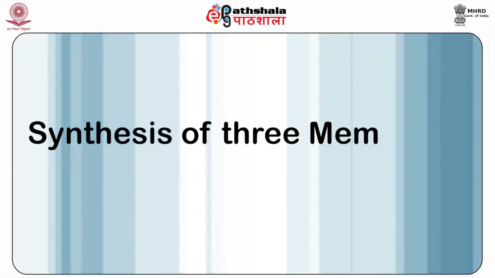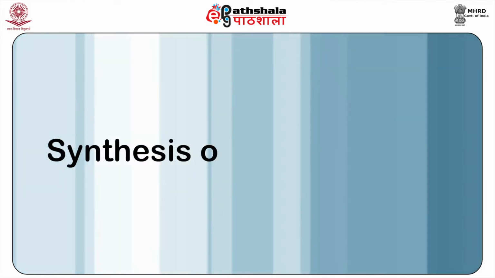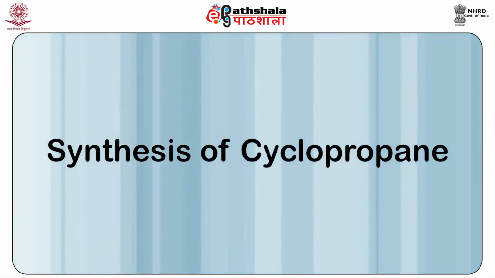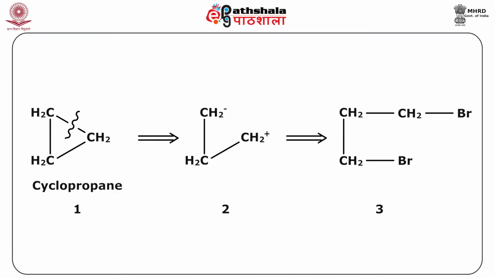Let us look into the synthesis of three-membered rings. Synthesis of the simplest cyclopropane ring structure. Retrosynthetic analysis. The disconnection or retrosynthetic analysis of cyclopropane is given here in the figure. Here, a one bond disconnection approach has been utilized on the cyclopropane ring. The use of a functional group oriented approach is required.